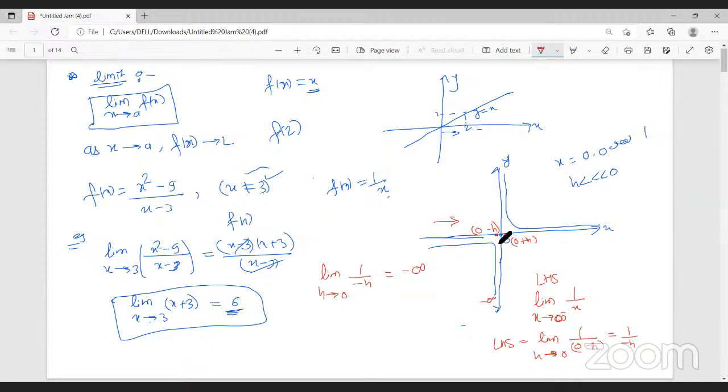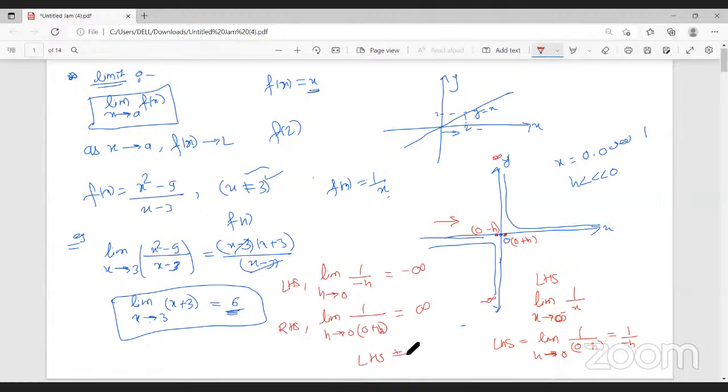And if you take the right hand side limit for this particular point, at h tends to 0, my limit will be 0 plus h. I can put 0 plus h instead of x, so that is h. So it will be positive infinity, right? So there's plus infinity here. But are these equal? No, these are not equal. This is the left hand side limit, LHS, and this is the right hand side limit, RHS.